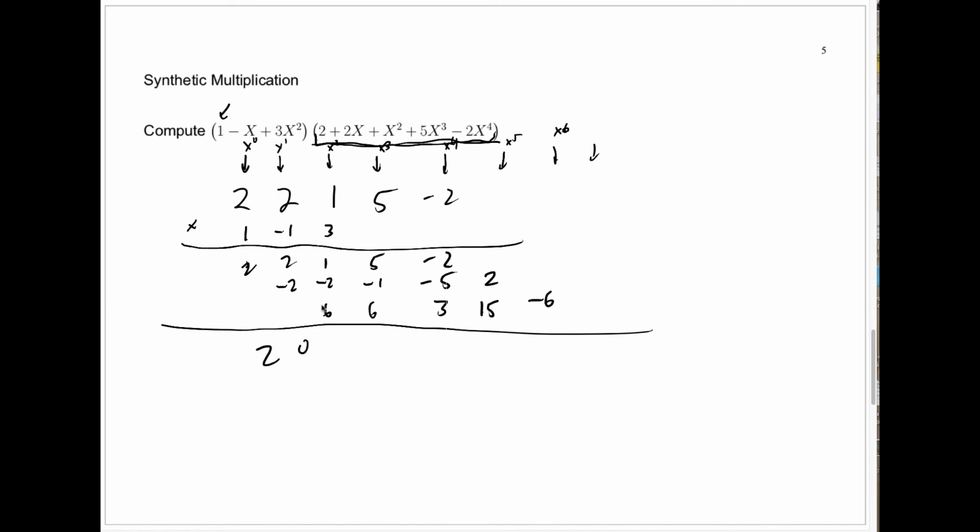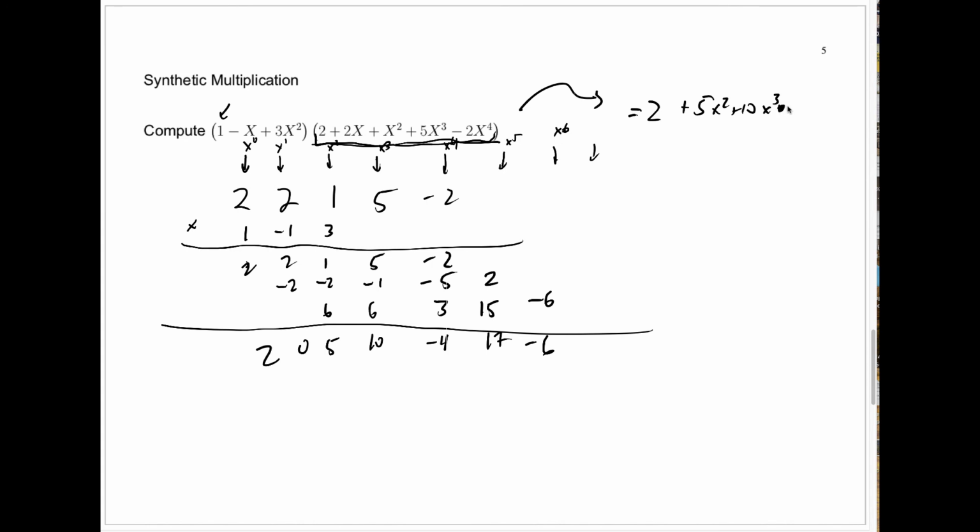2, 0, that's -1 plus 6 is 5. This adds to 10. You have -7 plus 3 is -4, 17, and -6. So this row of numbers represents my solution polynomial. What is the solution? It's equal to 2 plus 0 times x, so I'll skip it, plus 5 times x squared, plus 10 times x cubed.